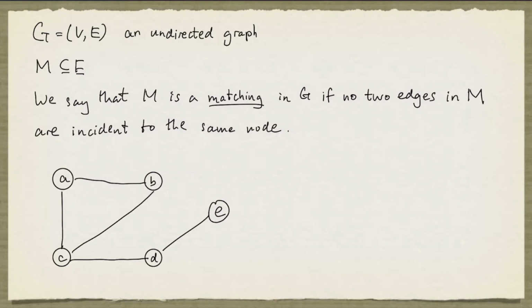Let G be an undirected graph, and let M be a subset of the edges. We say that M is a matching in G if no two edges in M are incident to the same node. So for example, if we look at the set M consisting of the edges AB and DE, that's a matching because no two edges in M are incident to the same node. But if we look at the set consisting of AC and BC, that will not be a matching because there are two edges that have C as an end node.